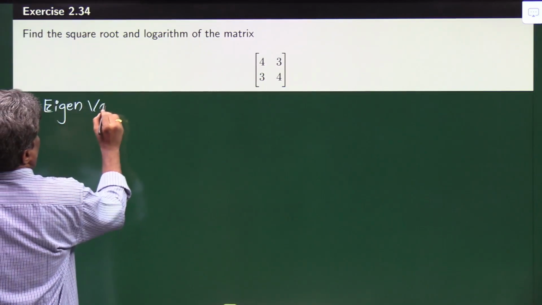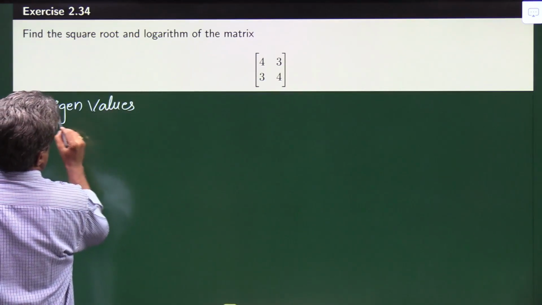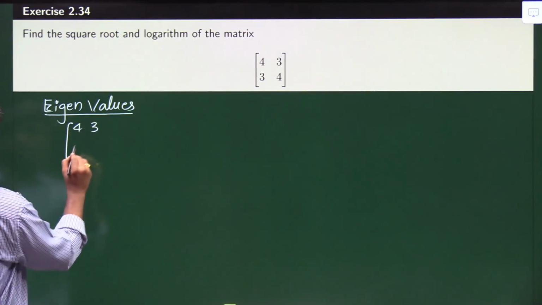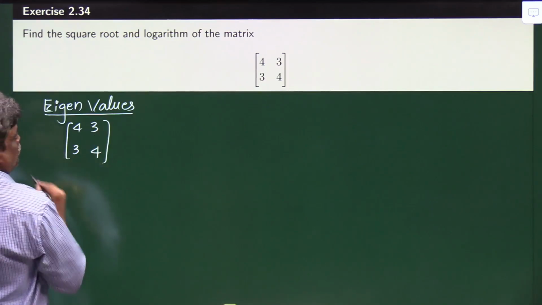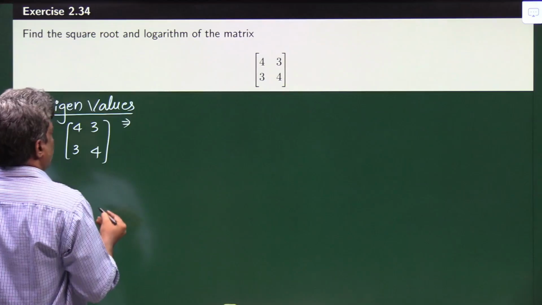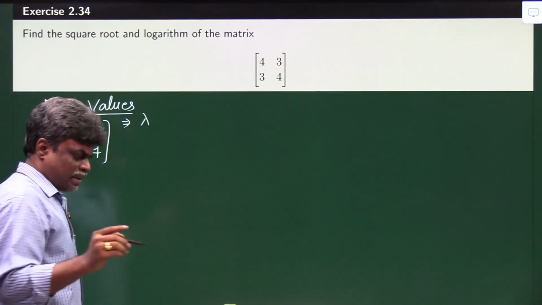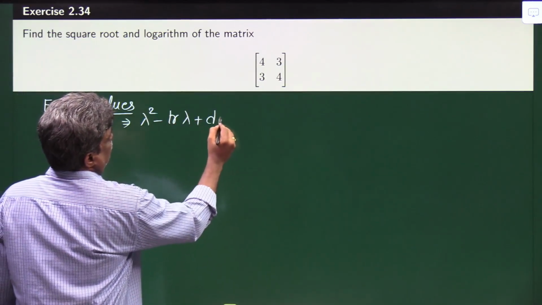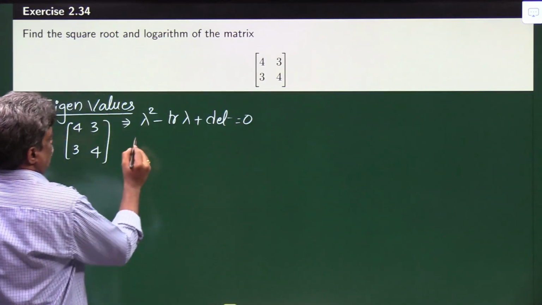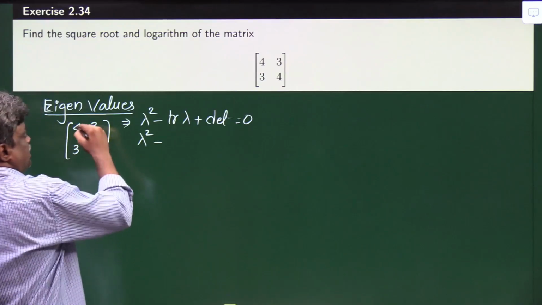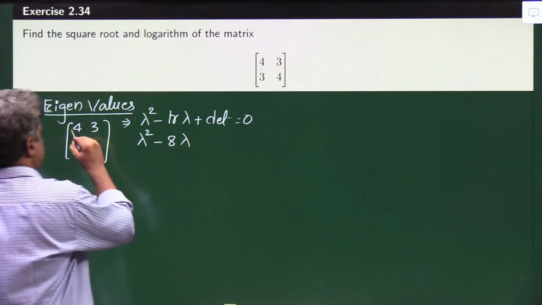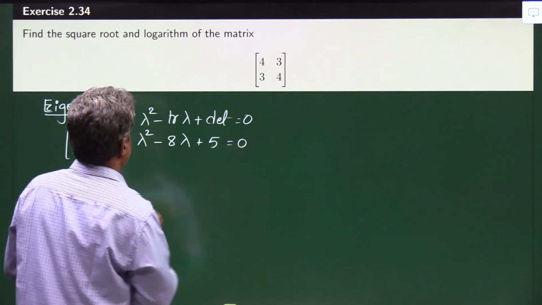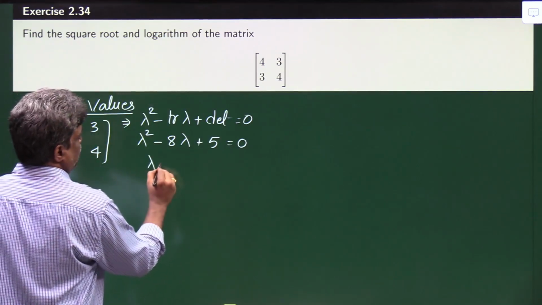Eigenvalues and eigenvectors. First let me find eigenvalues. So the given matrix is 4 3 3 4. Let us do the original method. Here we have the secular equation, sorry, the characteristic equation: lambda squared minus trace times lambda plus determinant equal to 0. So this is lambda squared, the trace is nothing but 8, and the determinant is 16 minus 9, that is 7, equal to 0. And if you solve, you will get lambda.